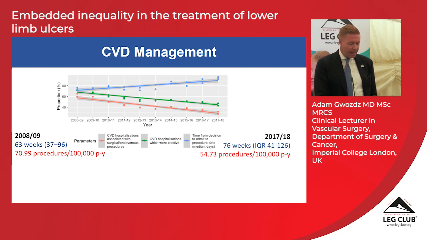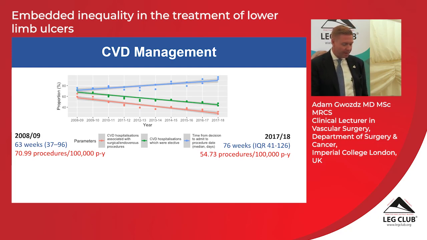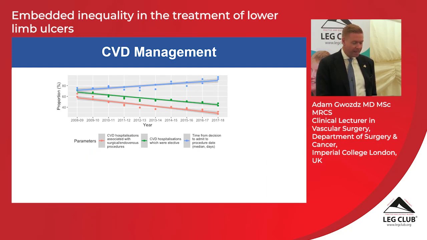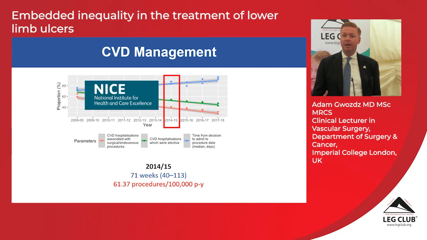Now, in 2018, 10 years later, the time it takes to get your procedure has increased, and the number of procedures that we do has decreased. And the really shocking thing is that 2015 is when the NICE guidelines came out, and the recommendations to follow that NICE guidance. So we're in a divergent situation from when the data started being collected, but actually having NICE guidance hasn't improved the outlook at all.